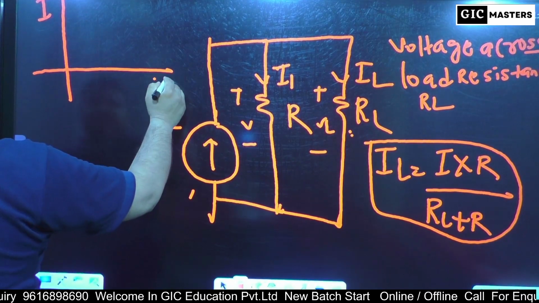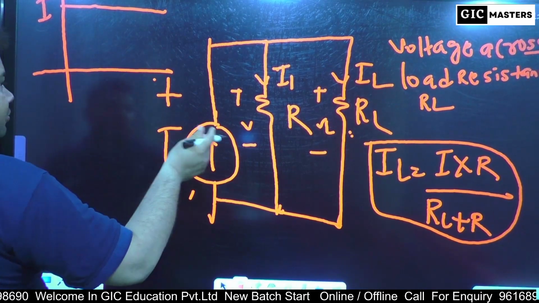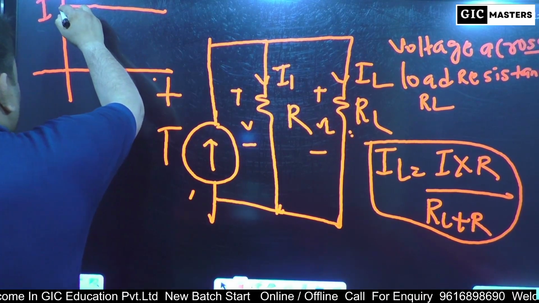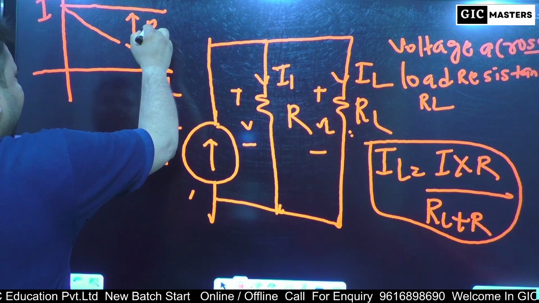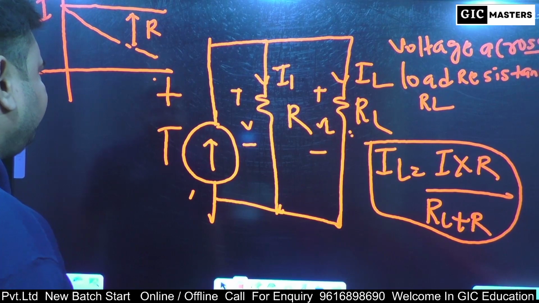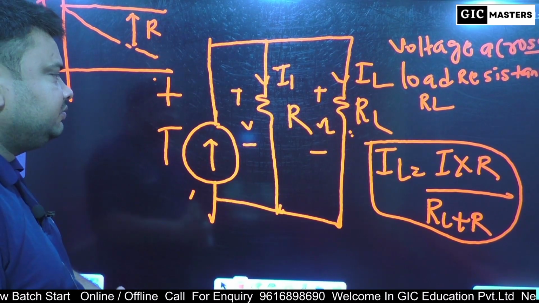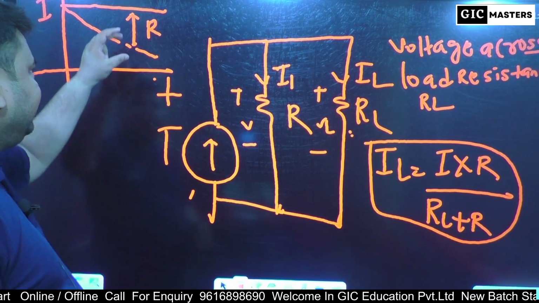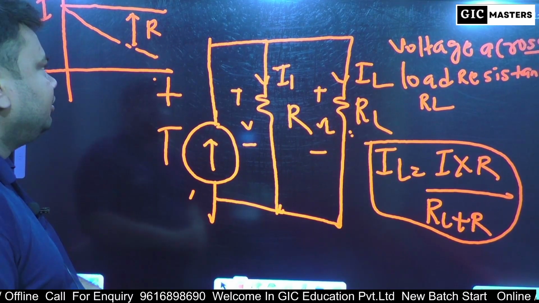Here current I, here time t. But due to the presence of this internal resistance R, we observe some drooping, and this drooping is due to internal resistance R in case of a practical voltage source. When drooping comes, then there are some losses.